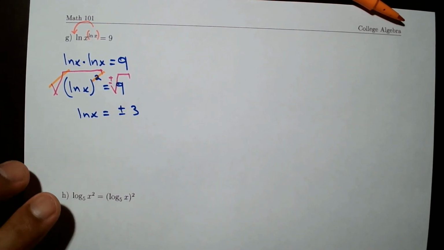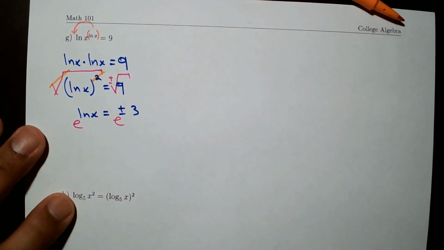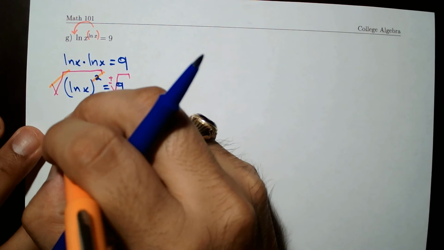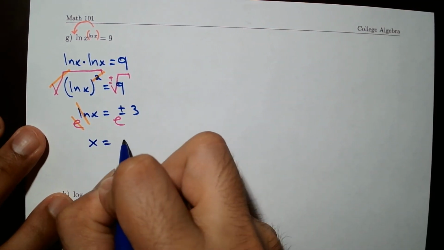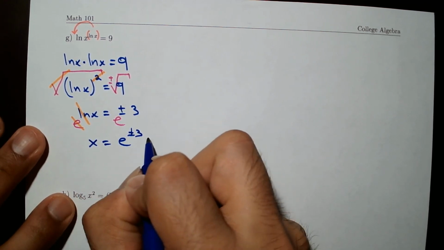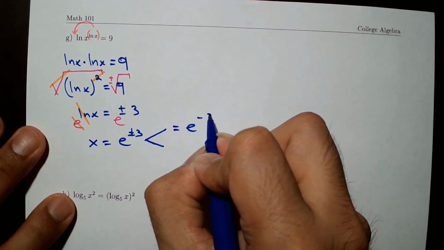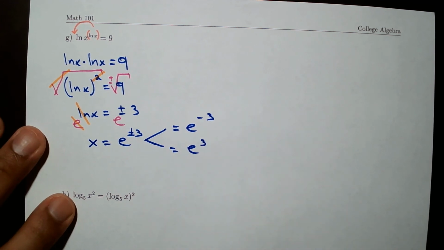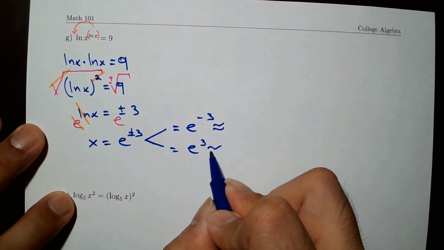To get x by itself, all we need to do is exponentiate both sides, base e. They cancel, and we get x equals e to the plus or minus 3, which is going to give us e to the negative 3 and e to the positive 3, e cubed. All right, so that's going to be the approximate solution.